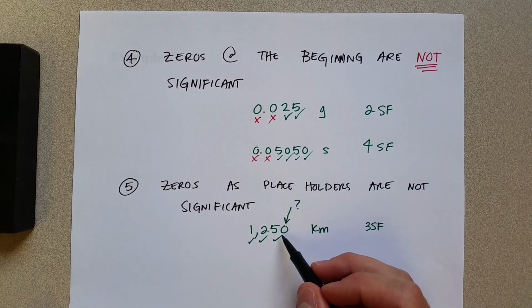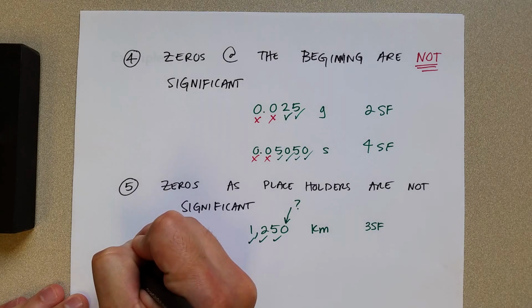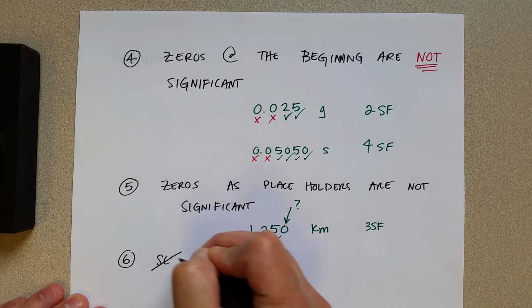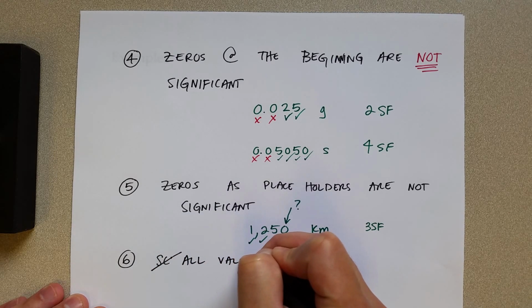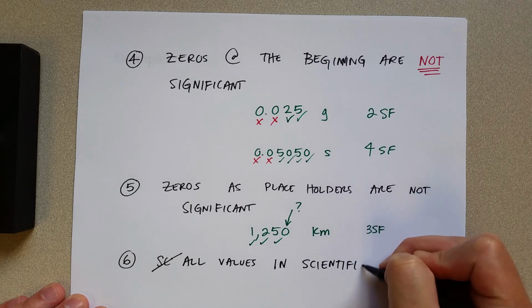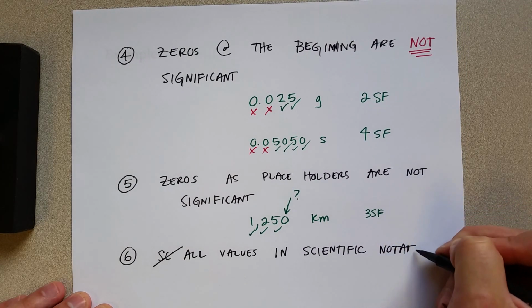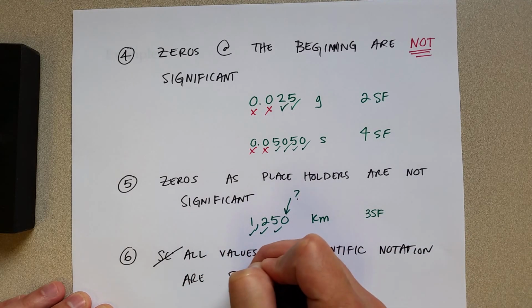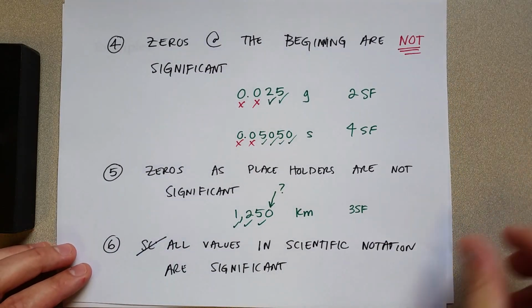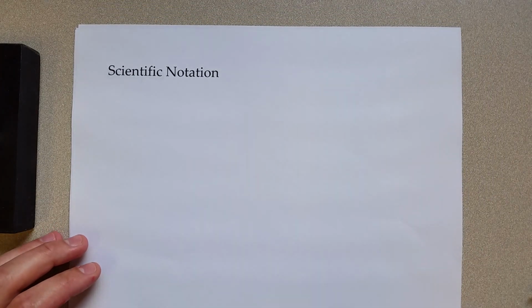So how would we get rid of that, or show that that 0 is significant for that 1,250 kilometers? That would take us to our last rule, and that is scientific notation. All values in scientific notation are significant. Okay, so we'll talk about scientific notation first, and then we'll finally work through some more examples.